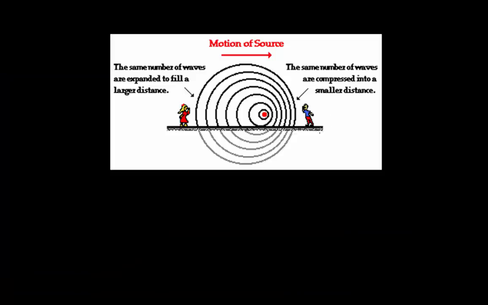So let's take a look at something that we call the Doppler effect. I found this picture on the internet. It's a pretty good explanation in case you don't already know what it is. So the Doppler effect is a physical phenomenon that occurs to any object that emits a wave.